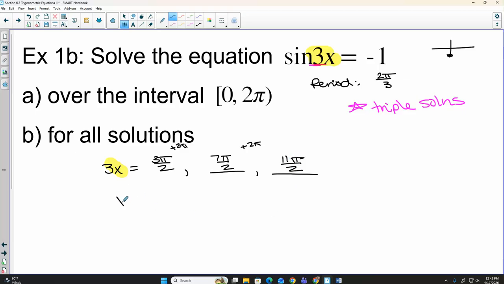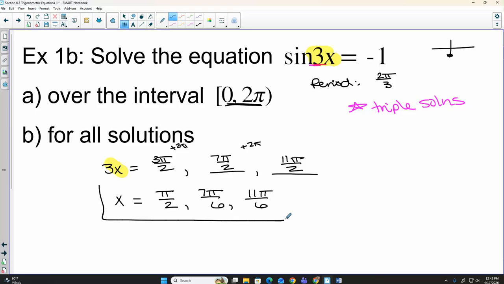So now, to get x by itself, what do we have to do? Divide by 3. So I'm dividing every one of these by 3, or think of it as multiplying them by a third. So we get pi over 2, 7 pi over 6, and 11 pi over 6. You can use a calculator. If any of them get ugly, just don't plug in pi. Just do the fractions. You notice I wanted everything between 0 and 2 pi. 2 pi is 12 over 6, so we stopped right before that. So this is my answer. This gave me everything on that interval.